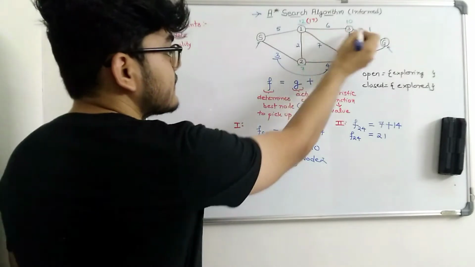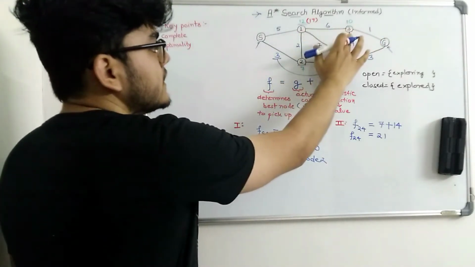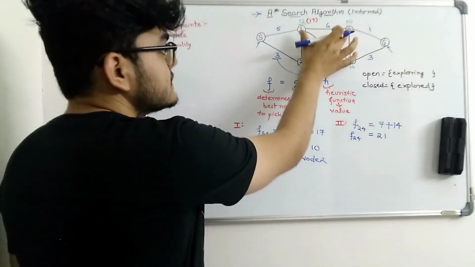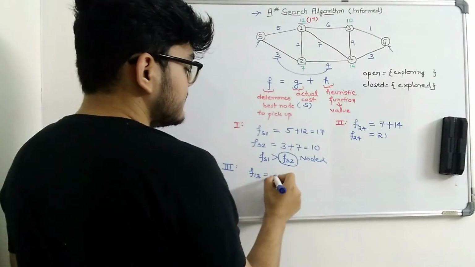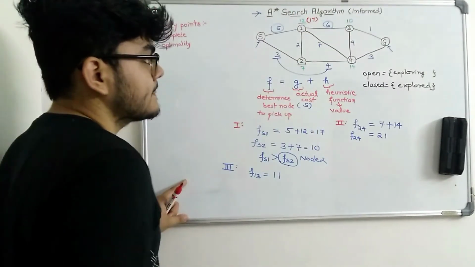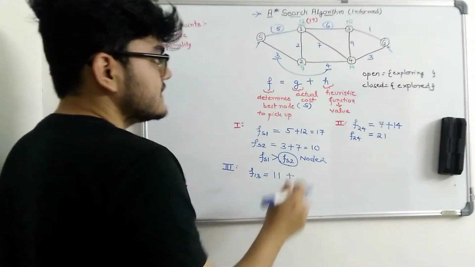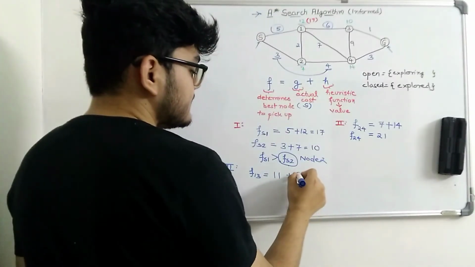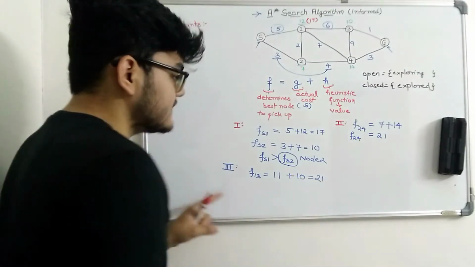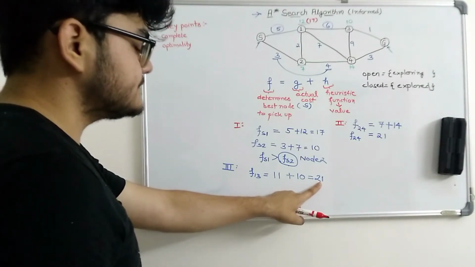Let's say I want to calculate f of 1 to 3. Right, from 1 to 3. What is the value of g here? g here will be 11, which is 6 plus 5. And what is the value of the heuristic here? In 3 we have 10. So here we have a clash. You can see that this also leads to a value of 21.